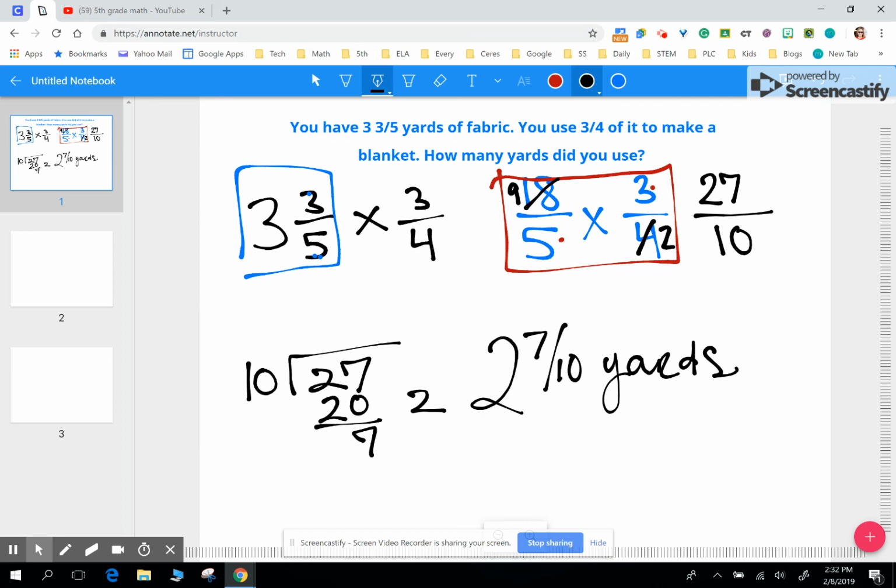And there I go. Bonus question would be, if I use 2 7/10 yards to make my blanket, do you know how many yards I have left of my 3 3/5 fabric? We'll do that one later.